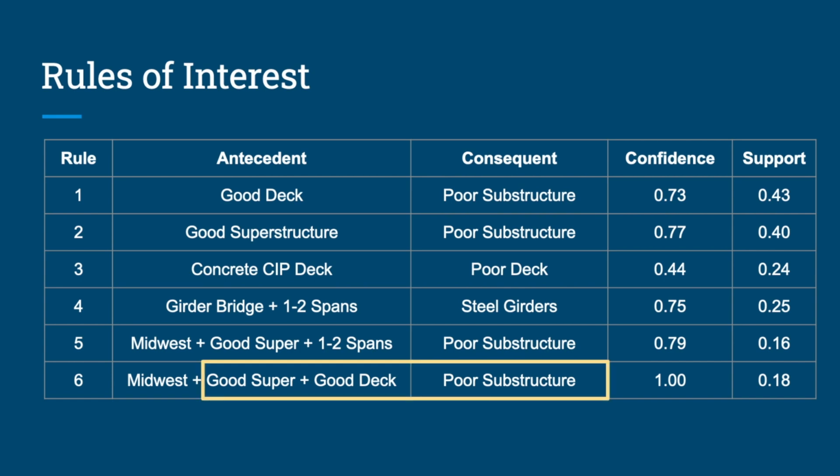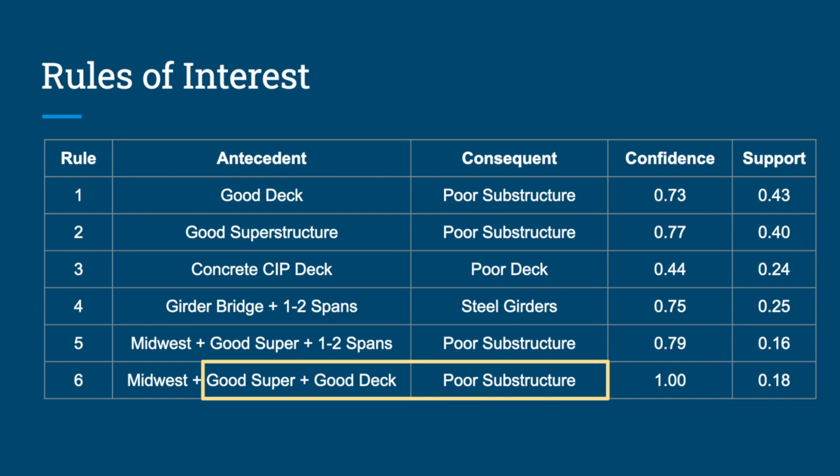And then I included rule number 6 because it can be a little misleading. You'll notice that the confidence level here is 100%, which is a bit high, obviously. The reason it's at 100% is because of the box that I've drawn here. The bridge has a good superstructure and a good deck, but a poor substructure. That's a requirement of being within this data set, that one of those 3 has to be in poor condition.